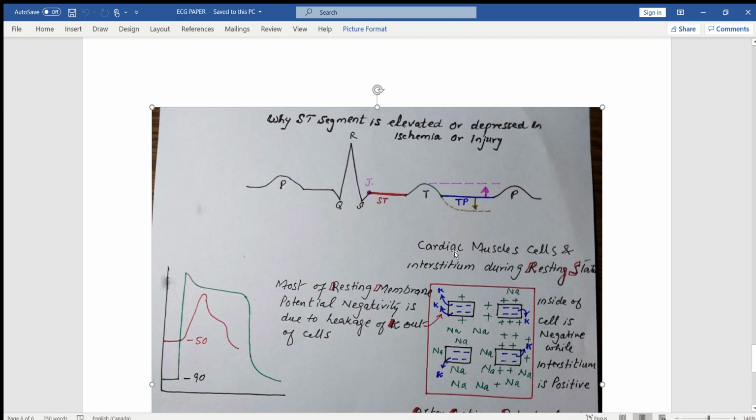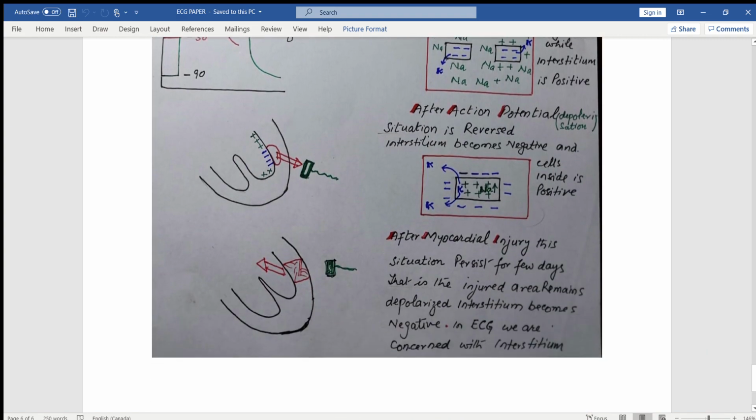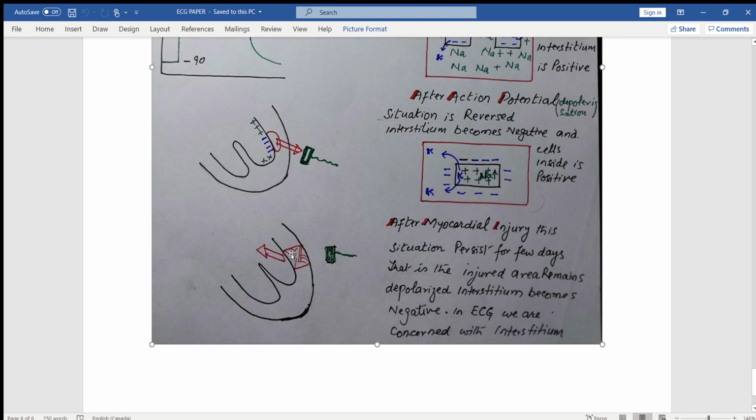Now move to the second diagram. Here you will see there is a transmural infarction, through and through, where the whole of the myocardial wall is involved. In this case, when the current of injury originates, it usually moves away from the recording electrode. Again, keep in mind that this current of injury will be generated in the phase of repolarization of the heart.